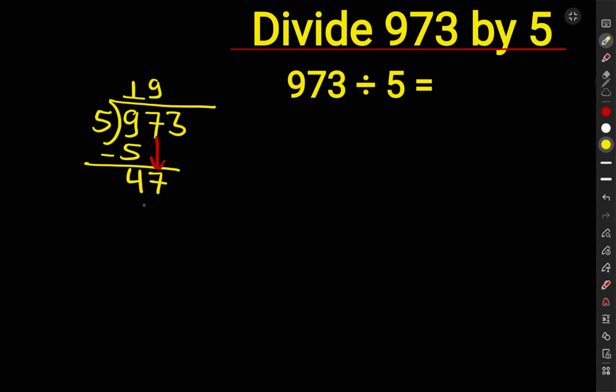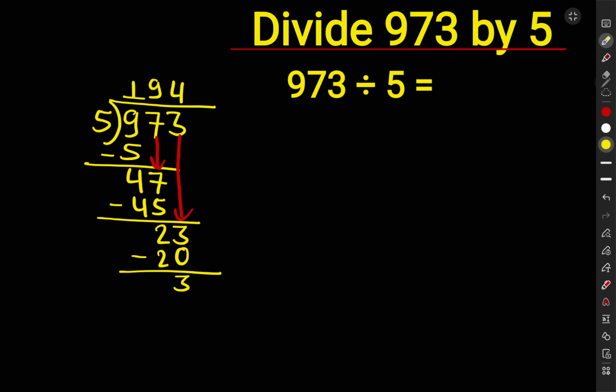5 times 9 is 45. On subtracting we get 2. So again we put down this 3 and it is 23. 5 times 4 is 20. On subtracting we get 3.